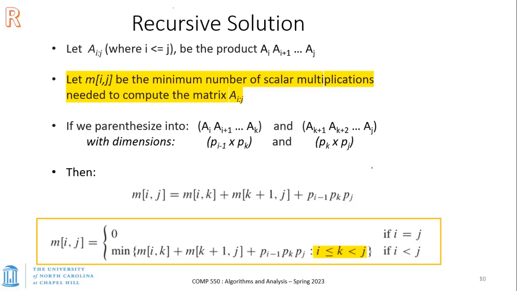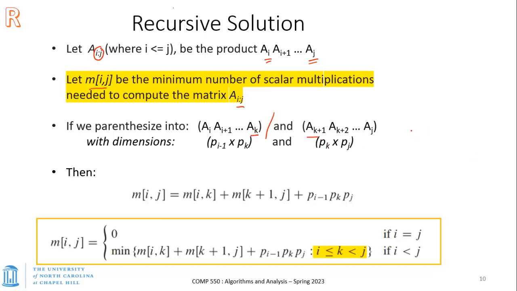So let me repeat this recursive solution, which basically said that if we did a split, so we defined Mij to be the minimum number of scalar multiplications needed to compute the matrix Ai through Aj. Okay, so we're going from Ai through Aj. And this is the notation we're using for that, Ai colon j. And we're saying, well, what if we split it up? We put the parentheses between Ak and Ak plus 1.